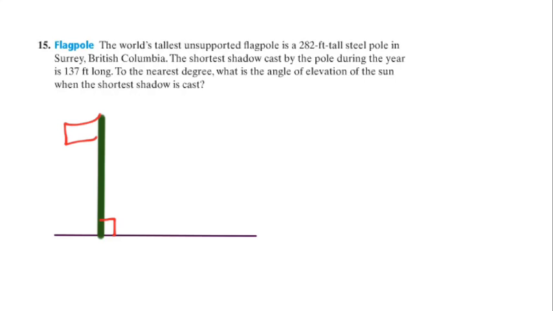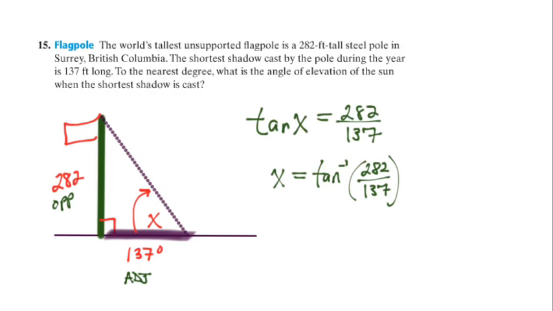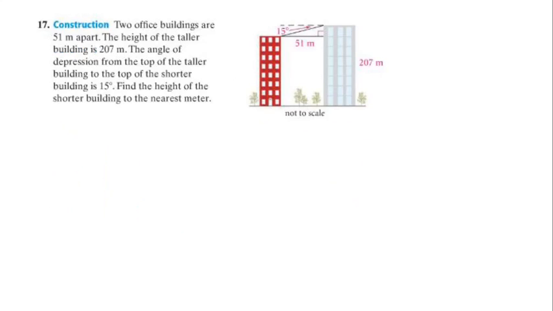Alright, this one I have a flagpole. It's 90 degrees, it's 282 feet tall, and I'm dealing with a shadow on the ground, so it's 137 feet. I'm looking for that angle there. Again, it's an elevation, so it's up from a horizontal, and so it's tangent. Opposite and adjacent give me a tangent value. Now to get x by itself, to undo that tangent, I use a tangent inverse. So it becomes tangent inverse of my ratio. Plug it in a calculator, see what I get.